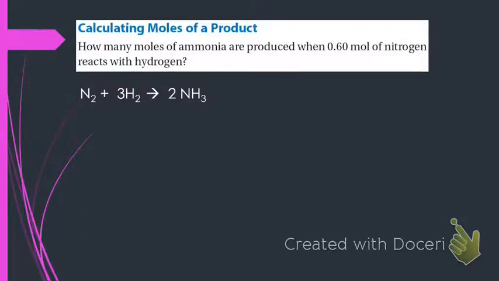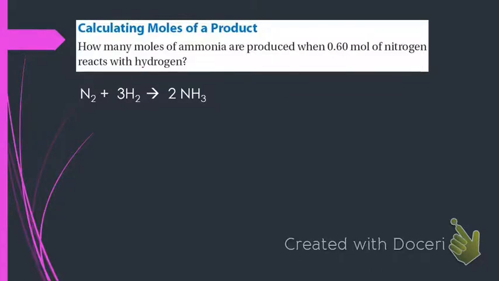So here's our practice problem. How many moles of ammonia are produced when 0.6 moles of nitrogen react with hydrogen? We have a balanced equation here. The coefficients tell us our moles. We need to set up a mole ratio to solve this problem.